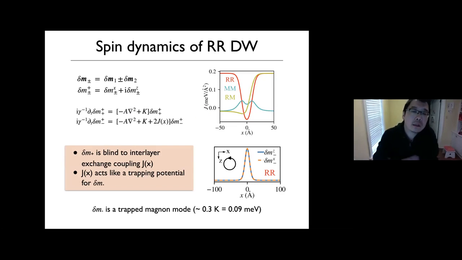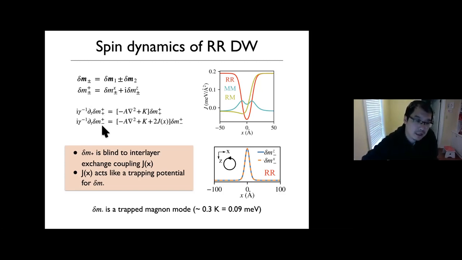Okay, so then we can solve the Landau-Lipschitz equation to determine the magnon mode. Because we have two layers, we naturally introduce an M plus and an M minus, which correspond to the total magnetization and the magnetization difference between the two layers. And now if you introduce this circular basis and plug them into the Landau-Lipschitz equation, you see that both look like a Schrodinger equation, but for the total magnetization, the interlayer J doesn't even enter. So for the M plus mode, it just behaves like bulk magnons. The interlayer exchange is invisible to the total one.